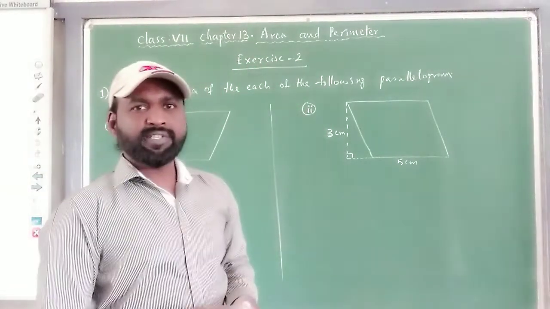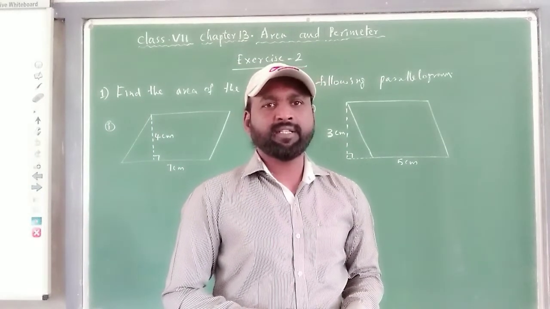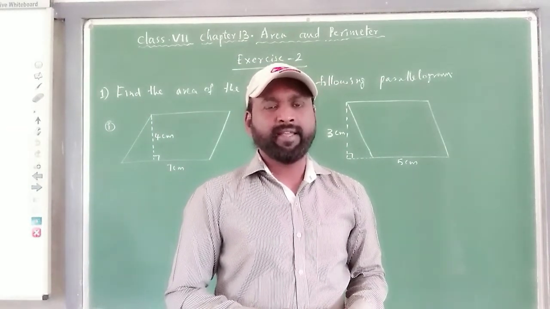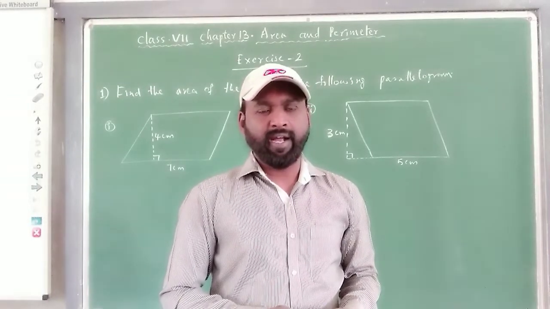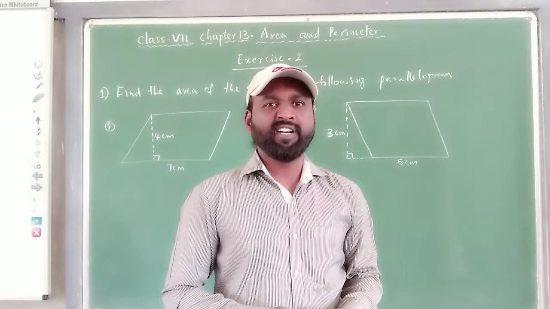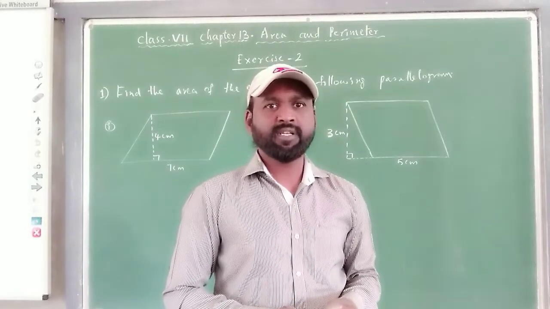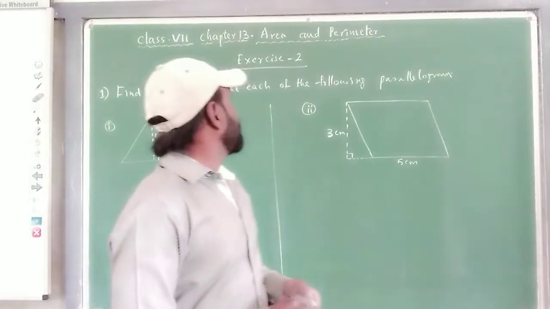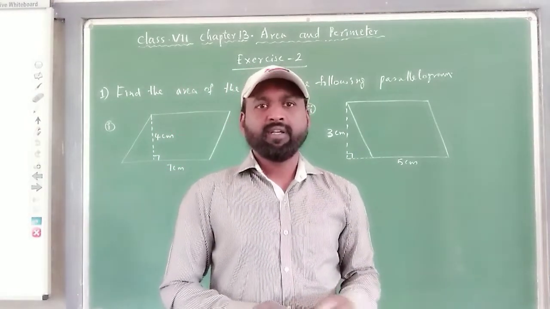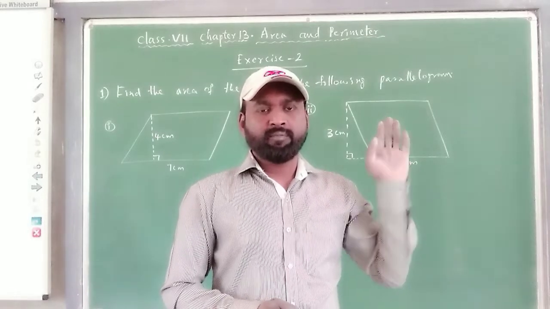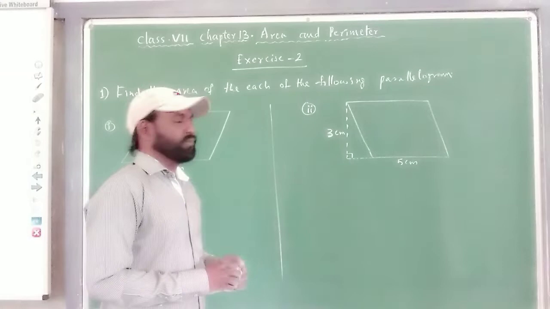In our previous sessions, we have learned all the different types of geometrical figures and how to find their areas and perimeters. What is the exact meaning of area and perimeter? What are the different formulas for different geometrical figures? We have learned in our previous sessions. We also started a few problems of exercise 1 and completed them. Now in this session, we are going to solve some problems of exercise 2. Let's see question number 1 of exercise 2.